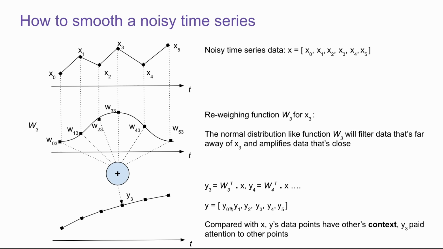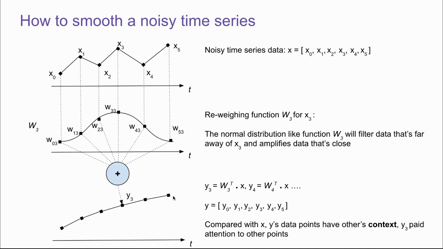And this vector is supposed to be better than X. The advantage is vector Y now has other points' context compared with X. So it's less noisy. So you can say Y3 paid attention to other points. Similarly, from Y0 to Y5, they all paid attention to other points.